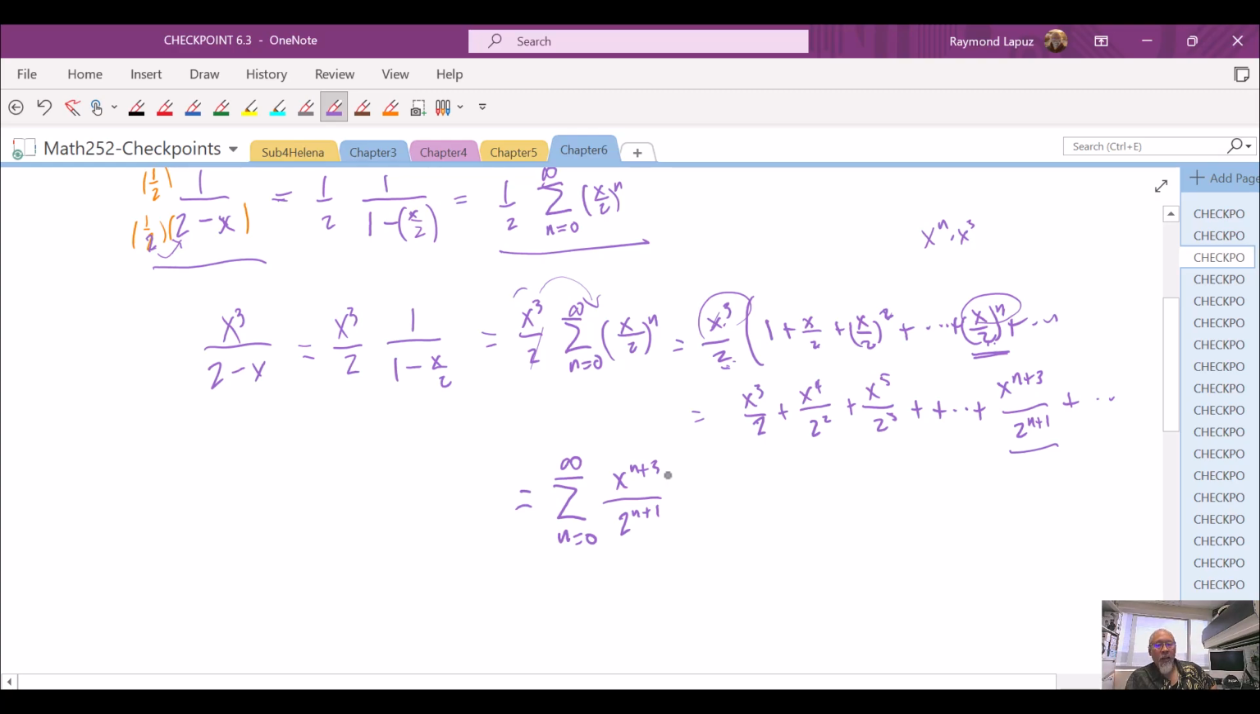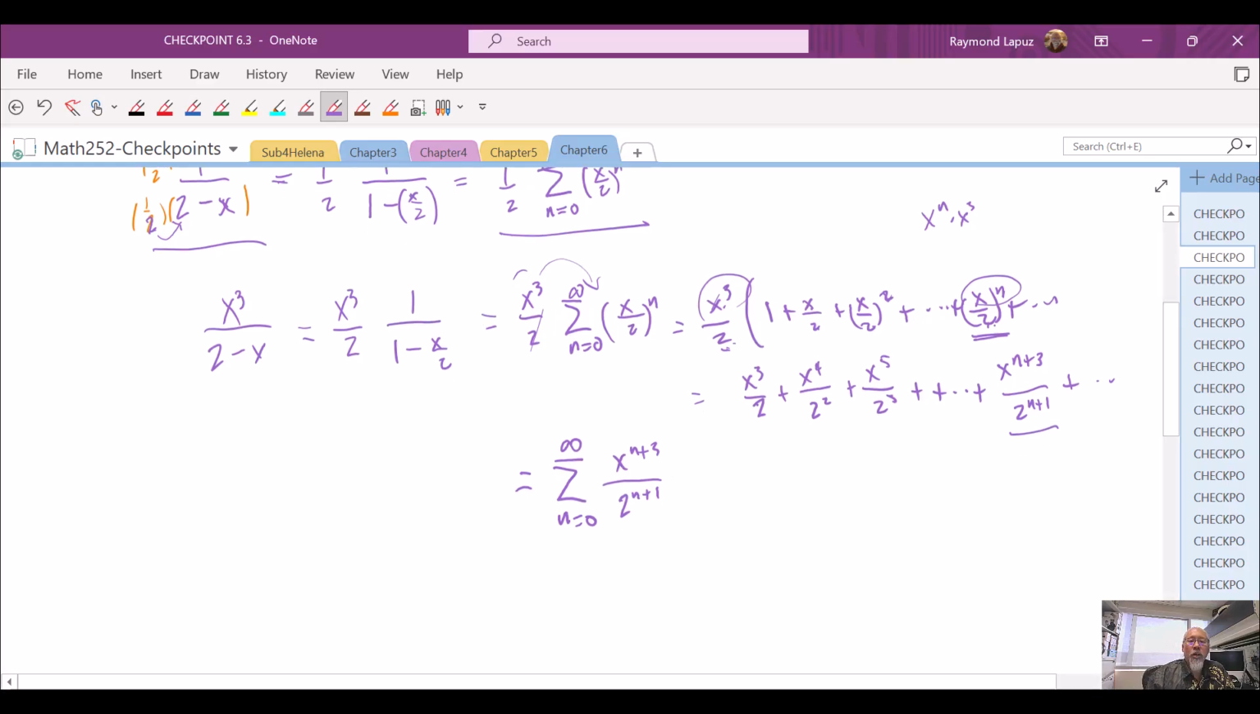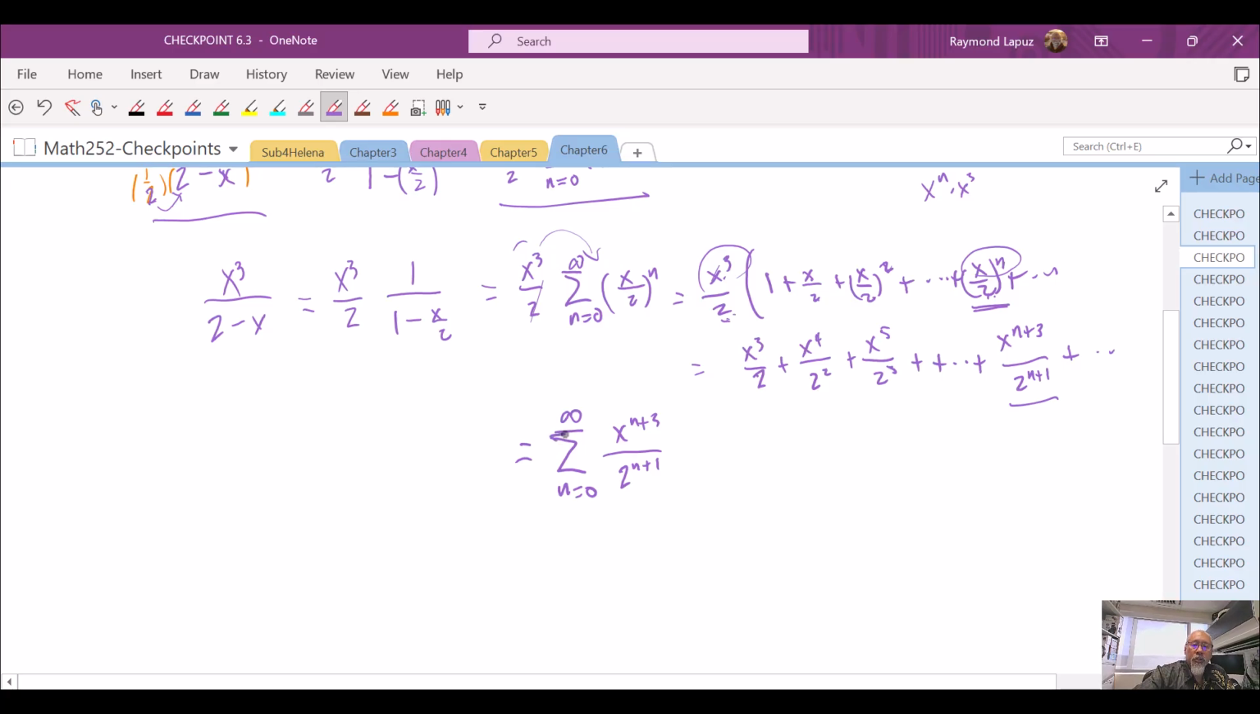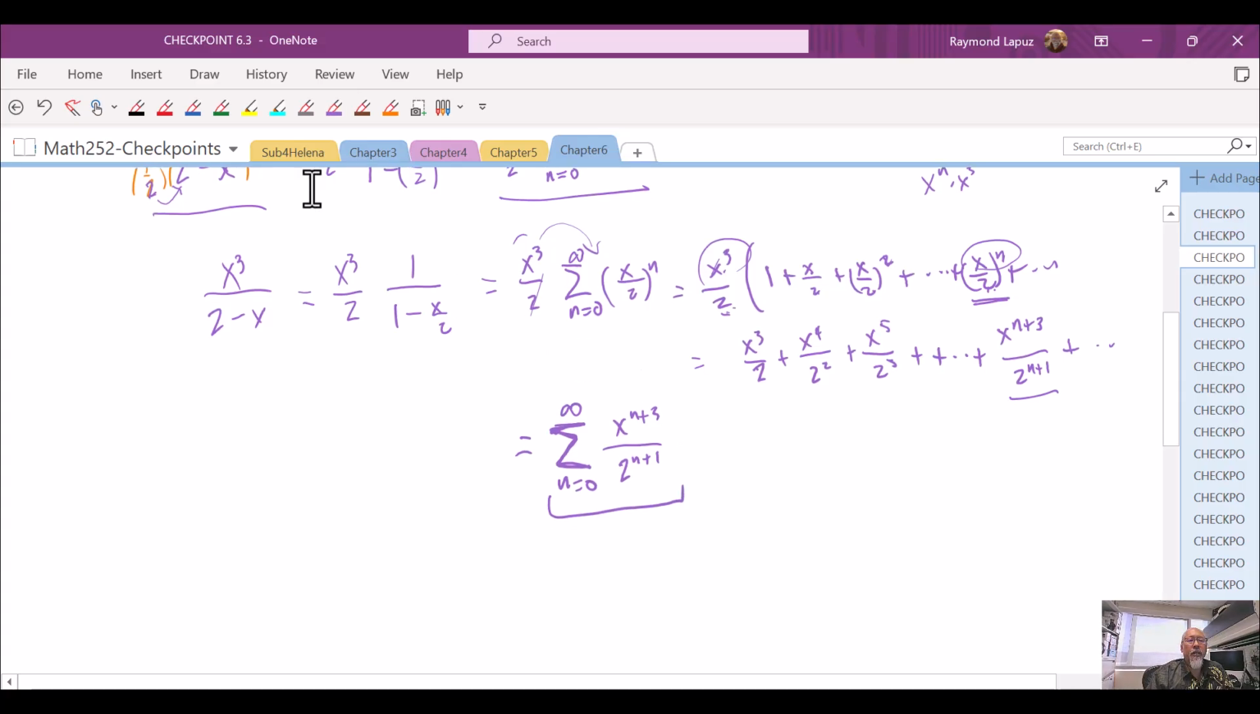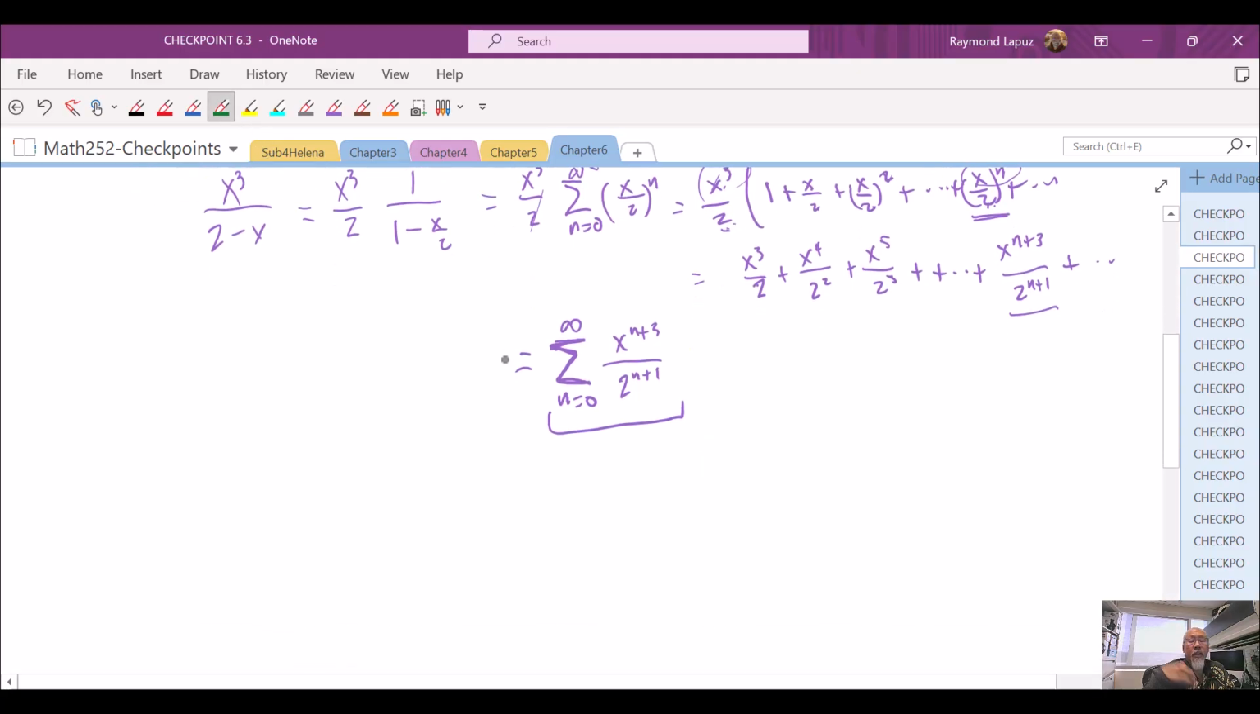All right? All right, so this is our series, and we want to know what the radius of convergence, or the interval of convergence, is. So we can test this power series through the ratio test to figure out the radius of convergence, and then eventually figure out the interval of convergence. So let's use a ratio test at this point, ratio test of this series.